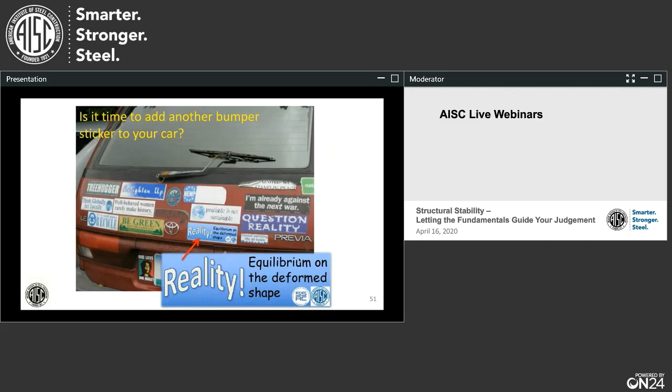So I showed this slide, and I said it might be time to add another bumper sticker to your car that says, reality is, think equilibrium on the deformed shape. Now, shortly thereafter, and for months to come, AISC received requests for the bumper sticker. And the truth be told, there was no bumper sticker. I had just photoshopped this.